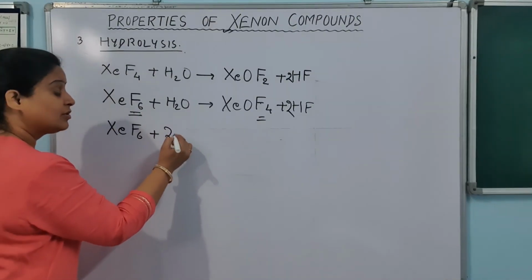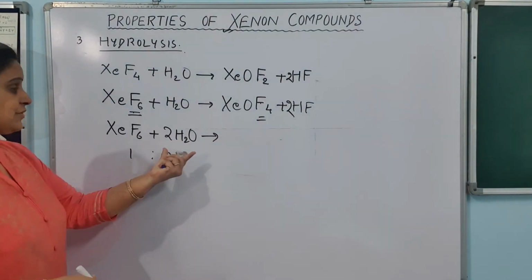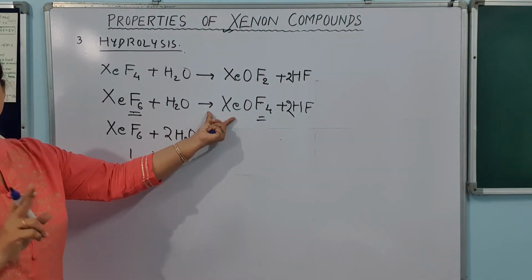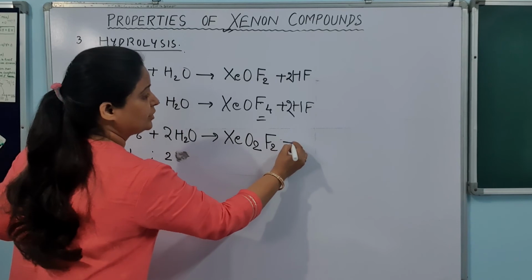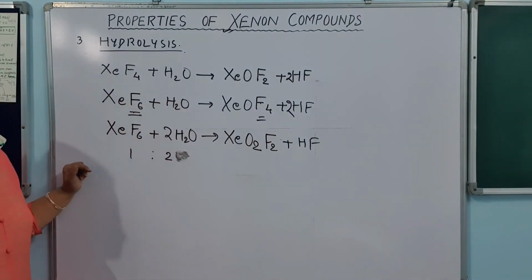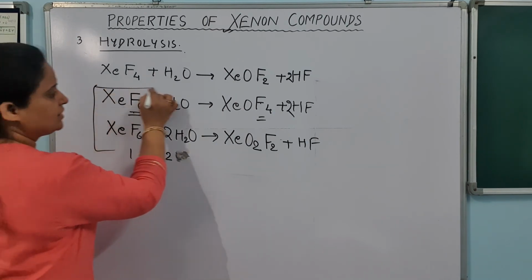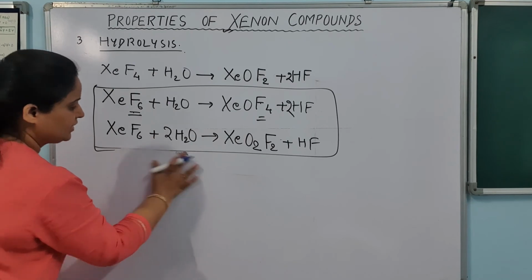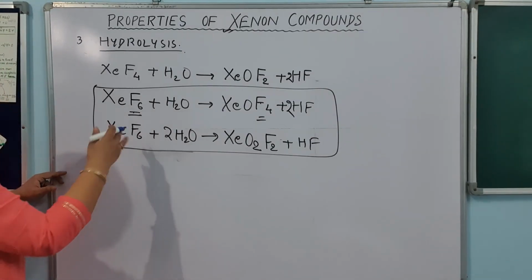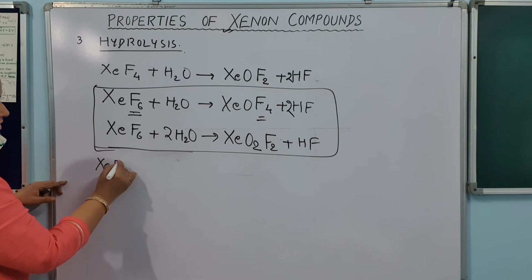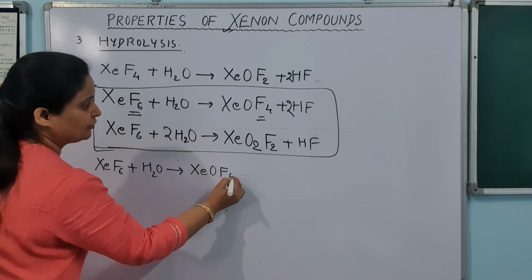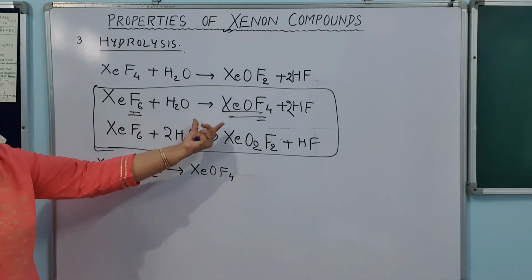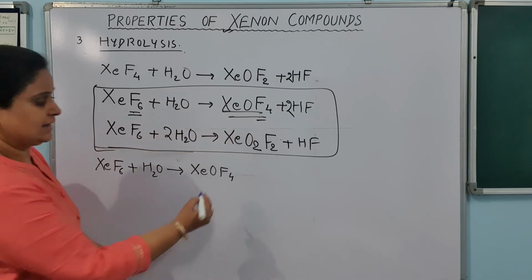Next is, if I am doing this XeF6 in the presence of 1:2 ratio of water, then what will happen? Then this XeOF4 will not be the product. XeO2F2 will be the product then, and HF will be formed. Okay, or you can write down this reaction. Actually, these two reactions are continuously taking place. If we add more and more water to it, like XeF6 plus H2O, क्या होगा? XeOF4, just like here. XeOF4 and HF will be formed.